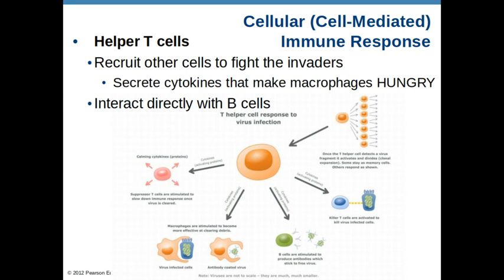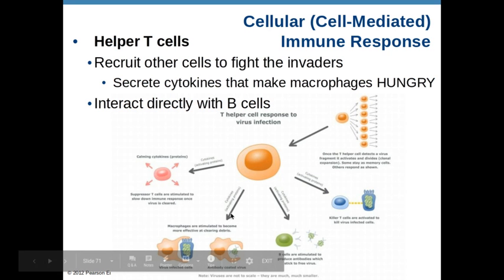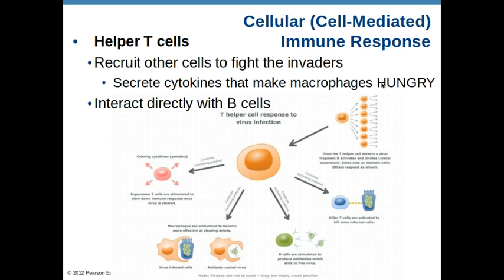Then we have that group of helper T cells, another group of cells that are part of this immune response. The cool thing about them is they recruit other cells to help fight. For example, when these cytokines are secreted by those helper T cells, those cytokines go to groups of macrophages you see down here and make them even hungrier than they were before. So when they see these pathogens, they are going to be absolutely voraciously eating them, digesting them, and getting rid of them, so they're no longer a danger to the body.